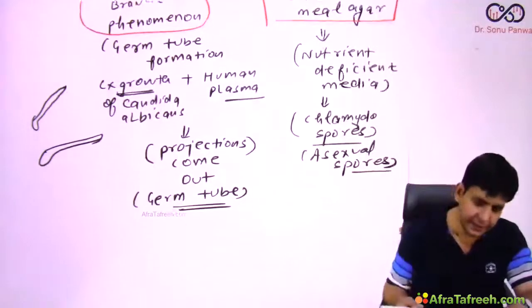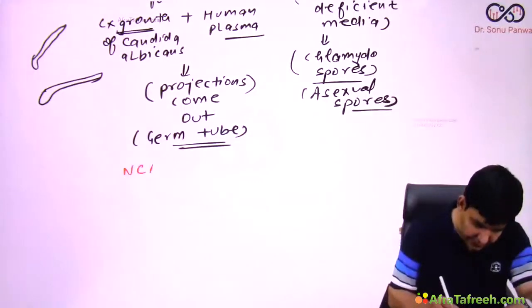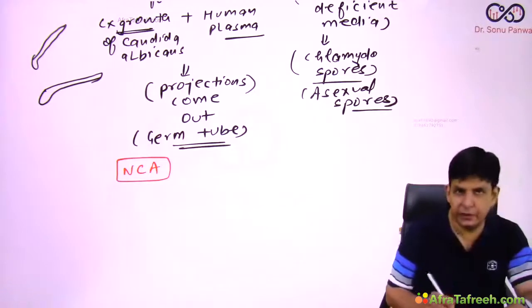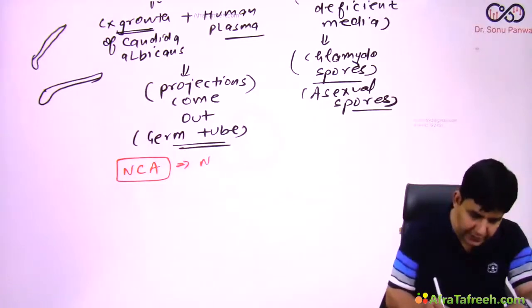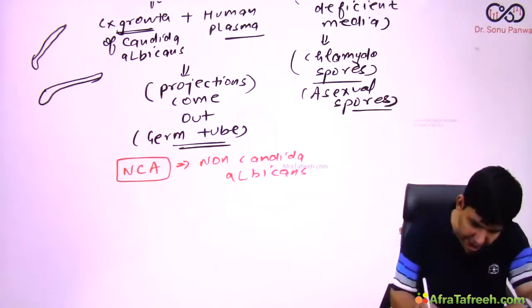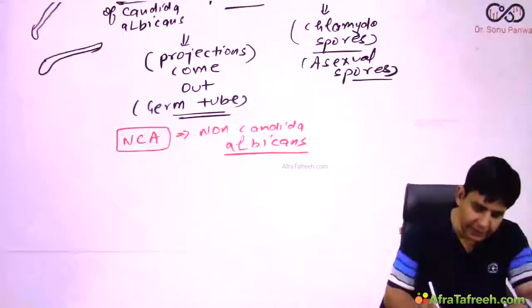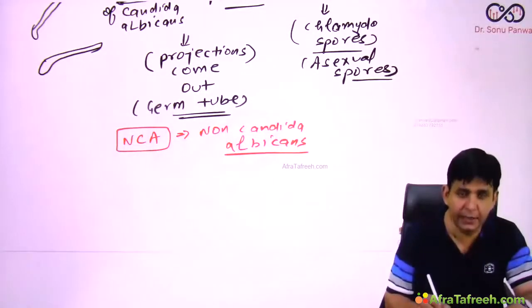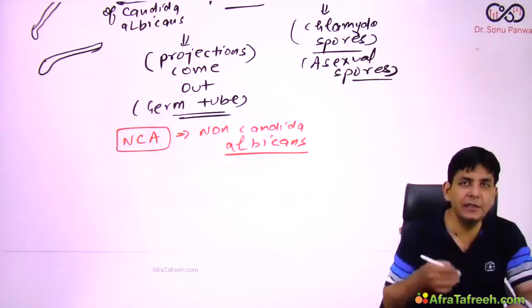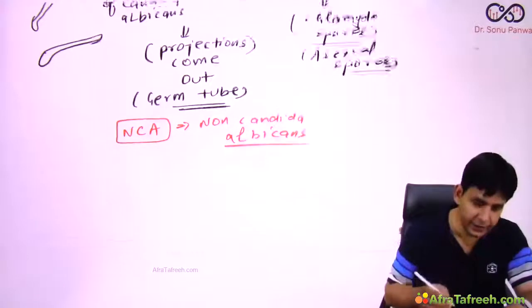This is regarding the Candida albicans. But with this, you need to remember something about the NCA also. And NCA is what? That is the non-Candida albicans. Non-Candida albicans are also becoming famous and important nowadays because there is an increase in the antifungal resistance against them. Okay, so that you need to remember.